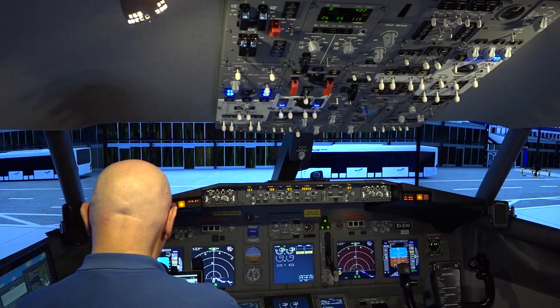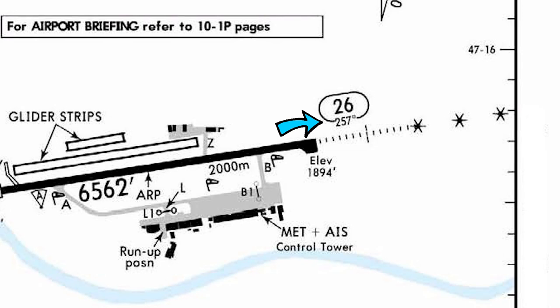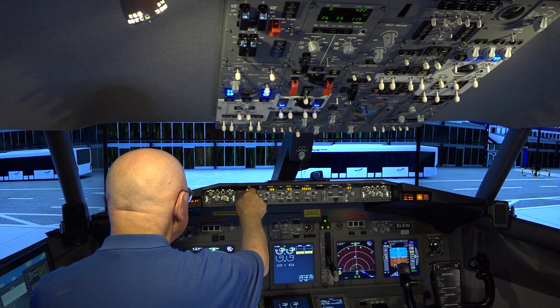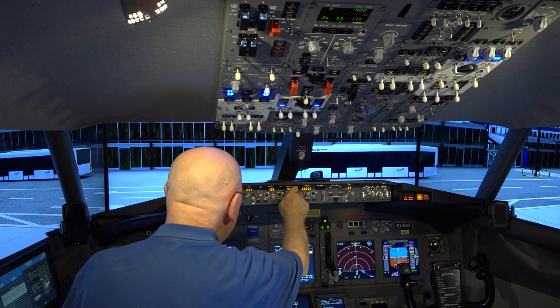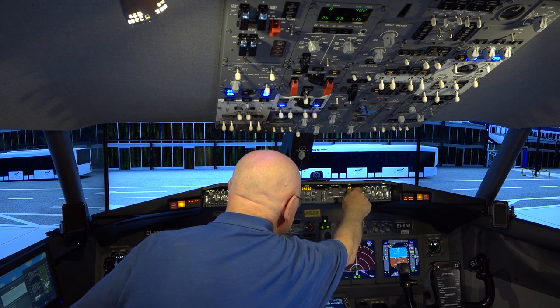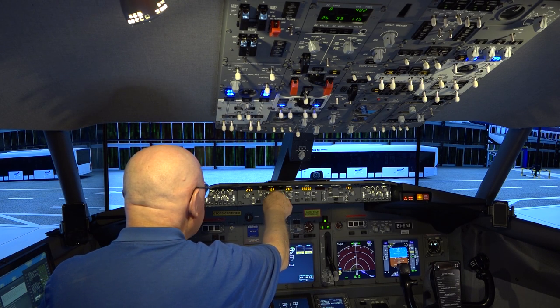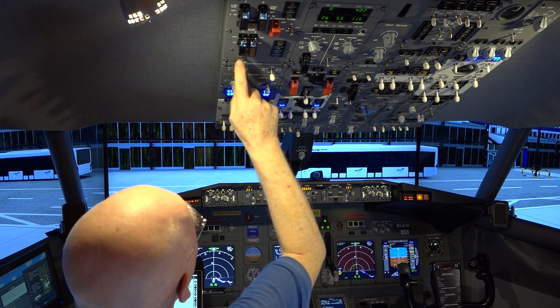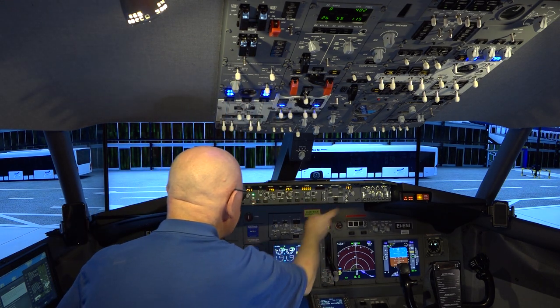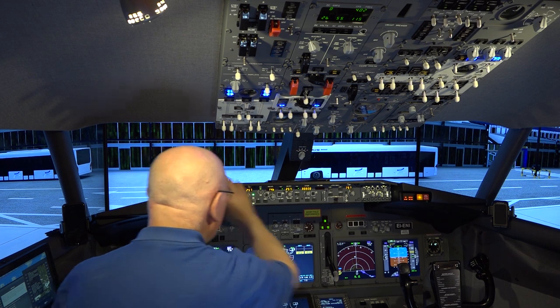So if we're taking off on runway 26, we need to set this up for 257. That's our course. So put a heading here of 257. And over here as well. And put in the Mach 146. Turn on the yaw. And let's check to see that we have a good plan and we've got green lights, so we are good to go.